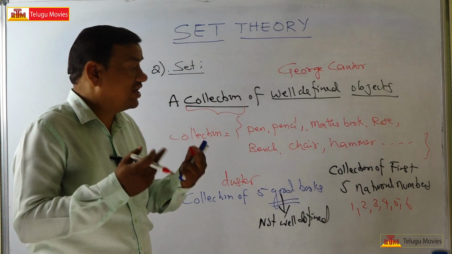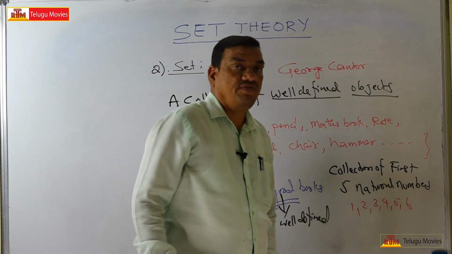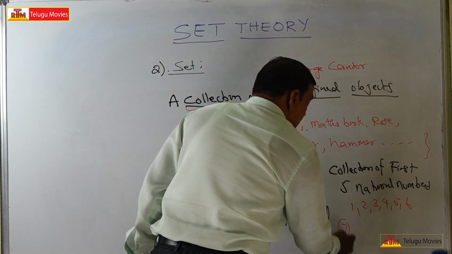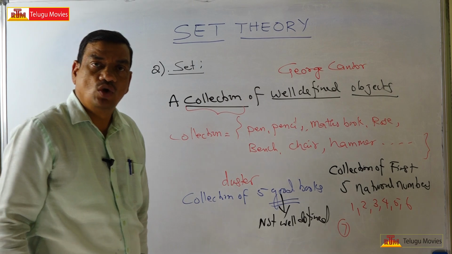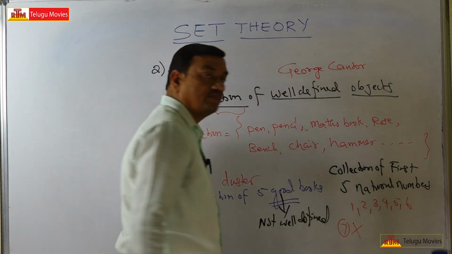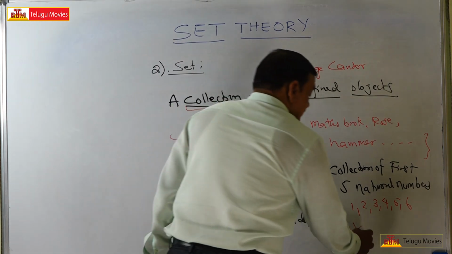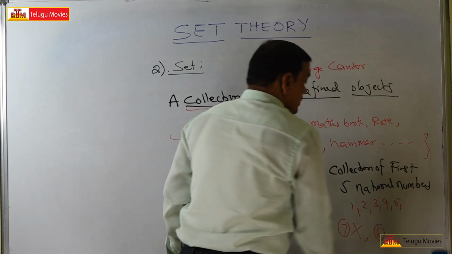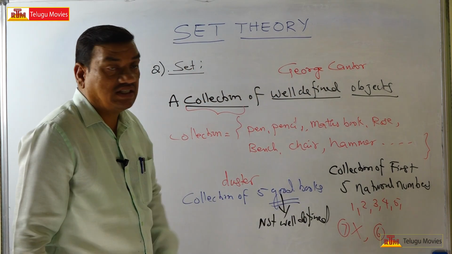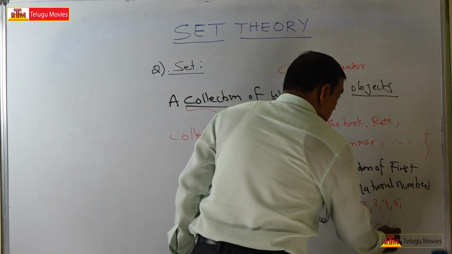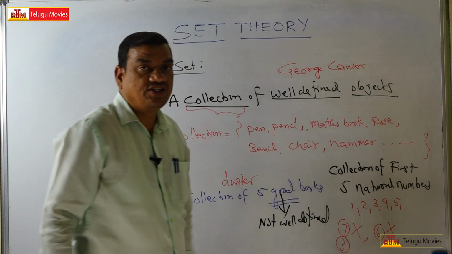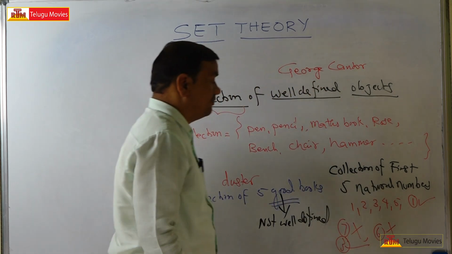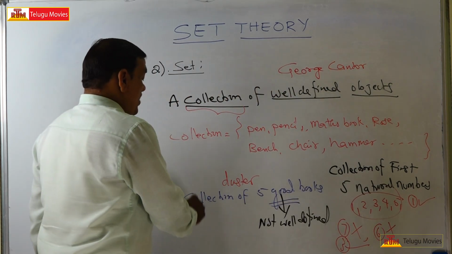If you go to any country or anywhere, the collection is the same, it is well defined. So if I say, for example, the number 7, can it belong to that collection? No, everybody can say it does not belong. The number 6, does it belong to the first 5 natural numbers, that means 1, 2, 3, 4, 5? No. The number 3, does it belong to that collection? Yes. Does number 1 belong to this collection? Yes. That means this collection is well defined.